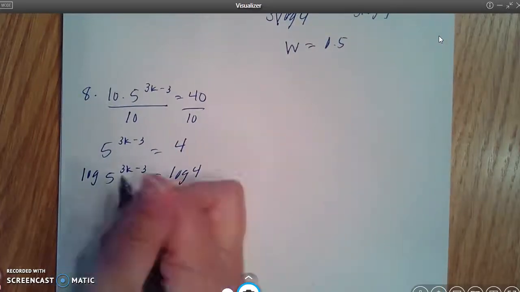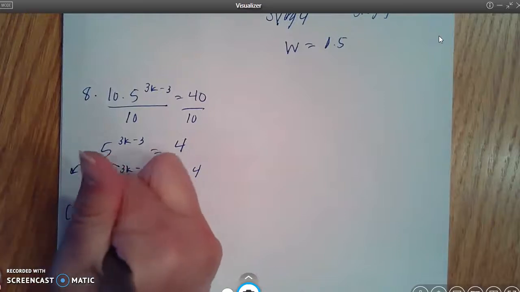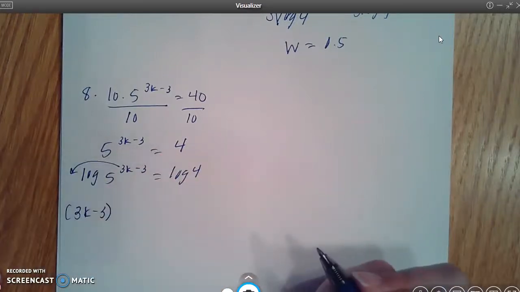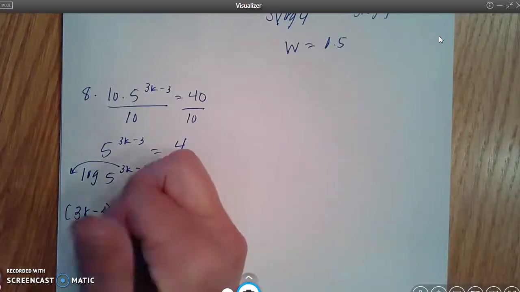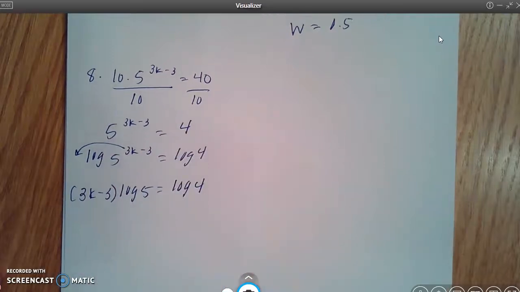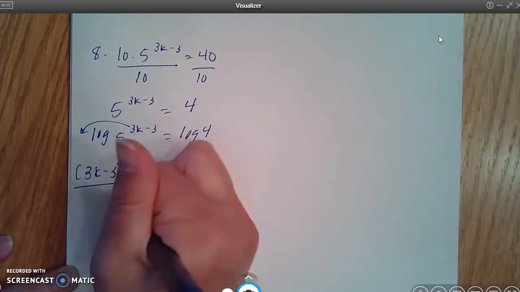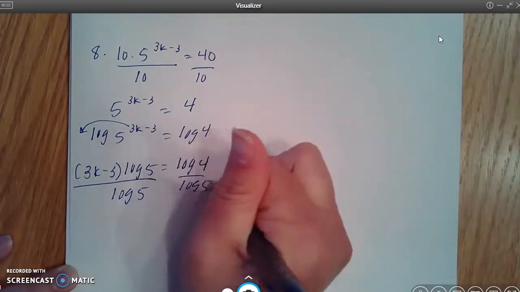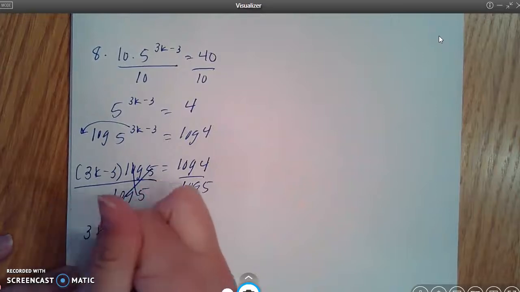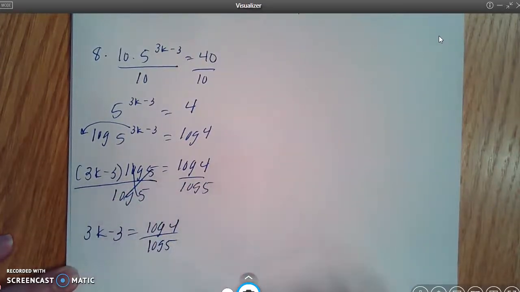and in doing so, it allows me to bring this entire exponent in front. This entire exponent, though, is going to get multiplied to that log 5. So it's super important that you put that 3k minus 3 in parentheses. I need to get the 3k minus 3 by itself, so I'm going to divide both sides by log 5. And you're going to get 3k minus 3 is equal to log 4 divided by log 5.